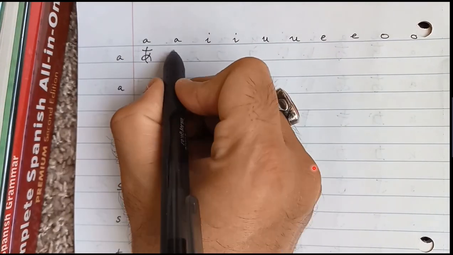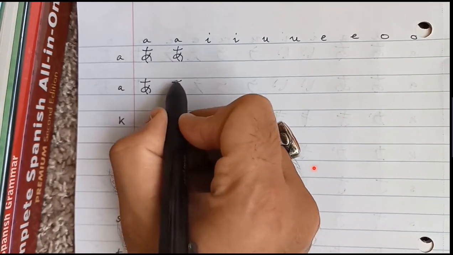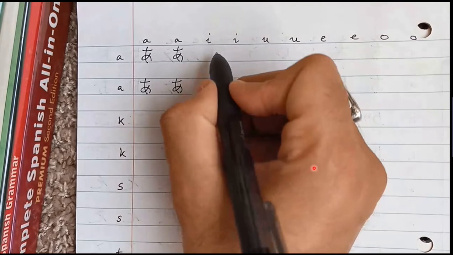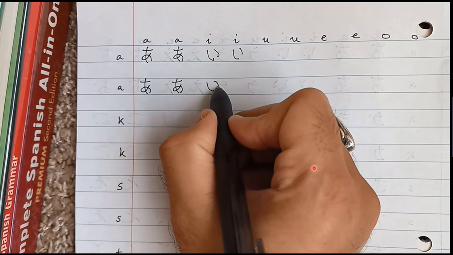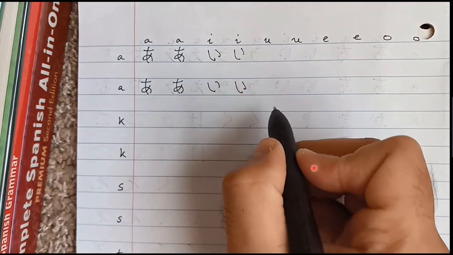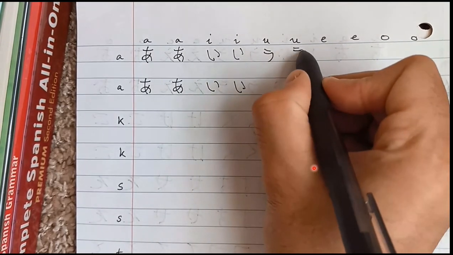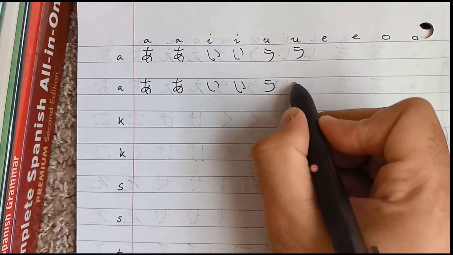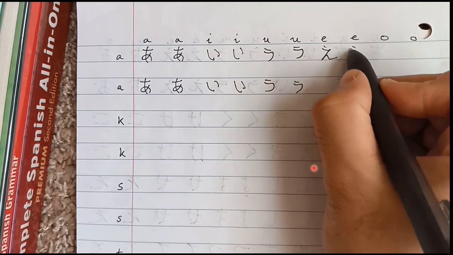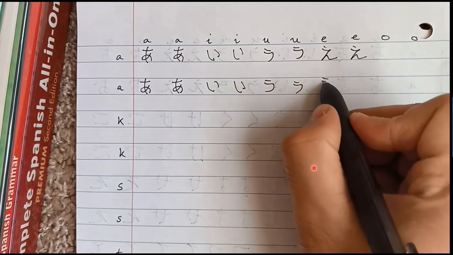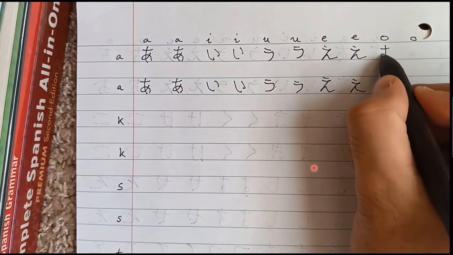I begin with a. So I will write each sound or each letter 4 times just for the sake of practice. Now I'm writing E sound. So the more you practice, the better it will look. U sound, A. So it's not that perfect. So it needs a lot of practice. Now I'm writing O sound.